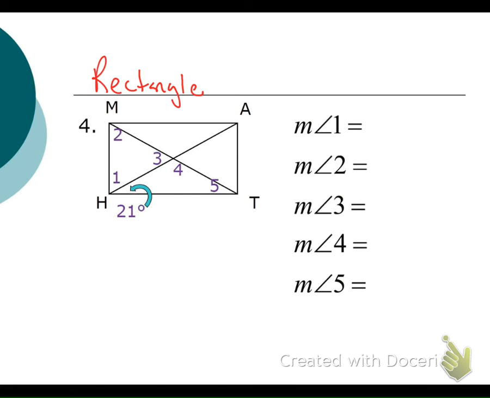So this is a rectangle, so we want to find angle 1. How do I find it? Yep, because we know it's going to be a right angle, so it's going to be 9A minus 21, which is going to bring me to 69 degrees.